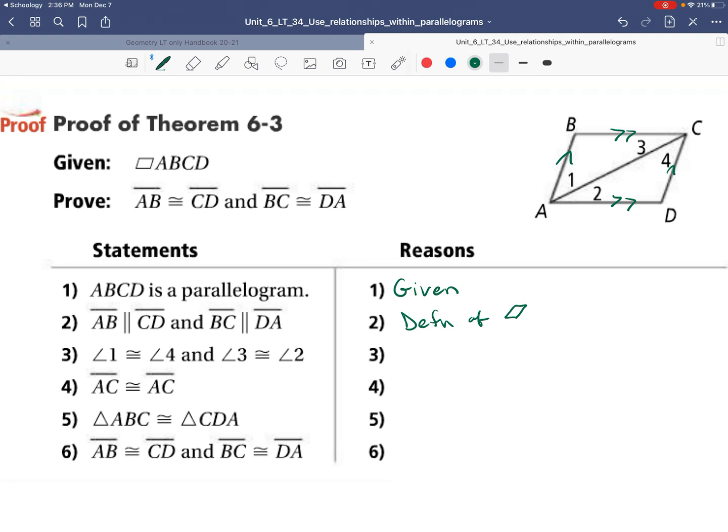Now, 1 congruent to 4 and 3 congruent to 2, because I have these lines parallel and it's cut by this transversal, 3 and 2, as well as 1 and 4, are alternate interior angles. So this is because alternate interior angles are congruent when lines are parallel. AC congruent to AC, the reason for that is because reflexive property.